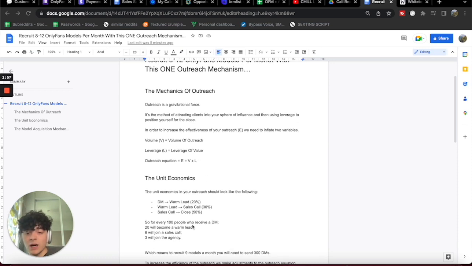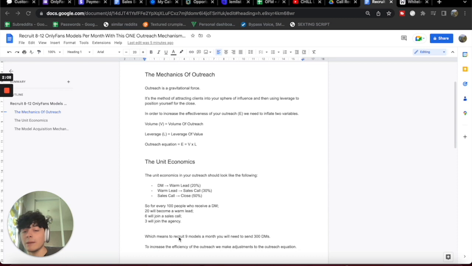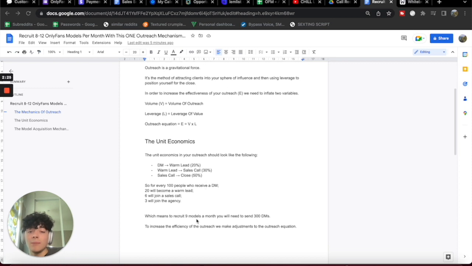So for every 100 people who receive a DM at the start, 20 of them should become a warm lead, 6 will join a sales call, and then 3 will join the agency, which means to recruit 9 models a month, you will need to send 300 DMs. It's ridiculously effective when you inflate these two variables and have the effectiveness of outreach performing at these sorts of unit economics, and doing so will allow you to recruit 9 models per month just by sending 300 DMs.